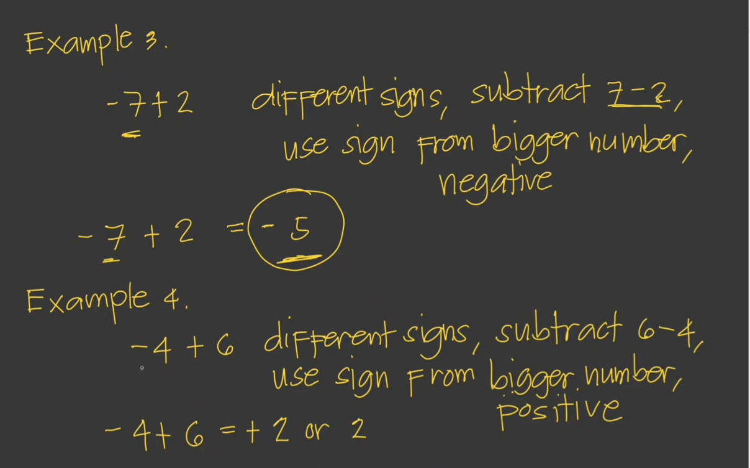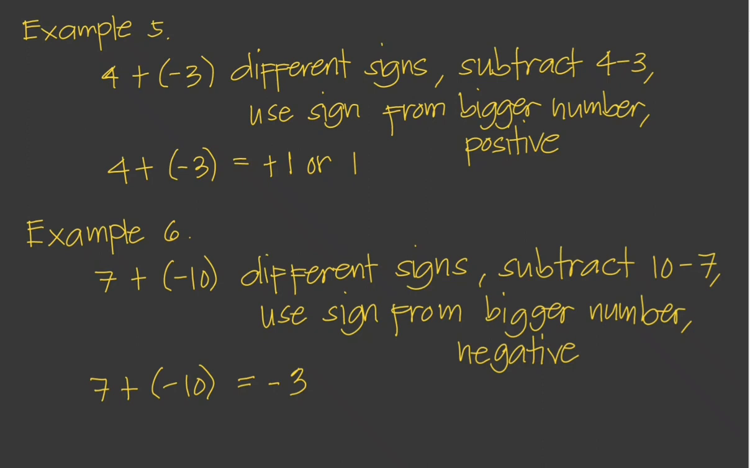Next example is -4 plus 6. 4 and 6 here have different signs, so we just have to subtract 6 and 4. The larger number here is 6, which is positive, so we use the sign from 6, the larger number, and that is positive. So -4 plus 6, we subtract 6 and 4. 6 minus 4 is 2. Then the answer is positive 2, because the sign of 6 is positive.